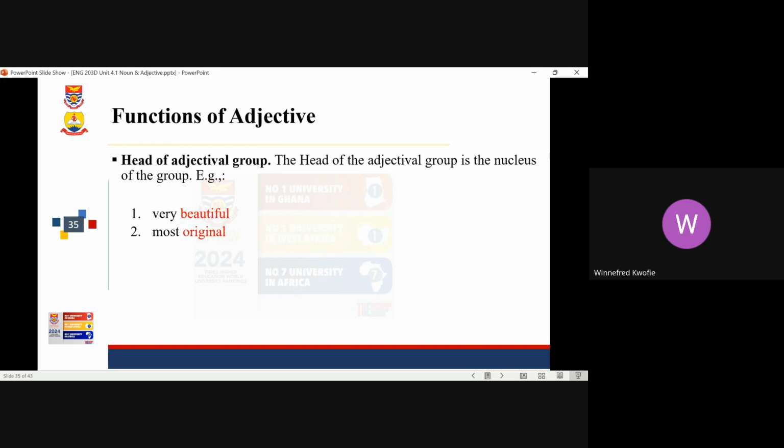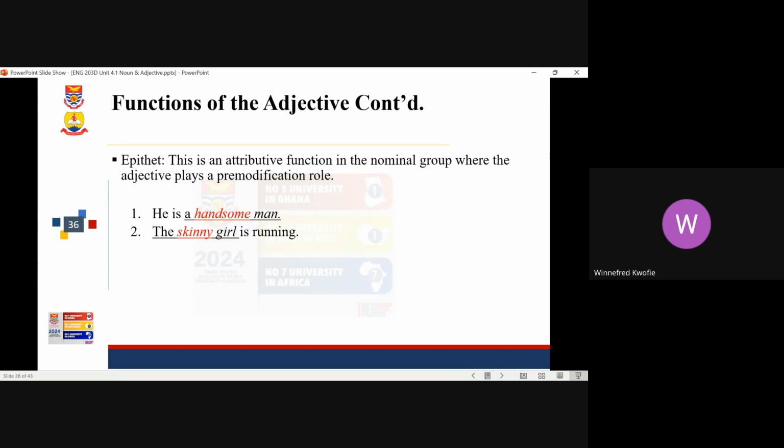So adjectives can function as the head of an adjective group. Very beautiful, most original, very beautiful indeed. So beautiful is the head word, and it functions as the head word of that adjective group. So their first function is that they function as the head word of the adjective group, and they also function as epithets.